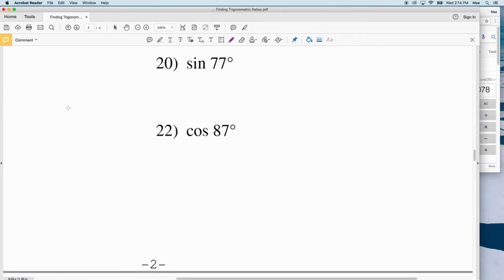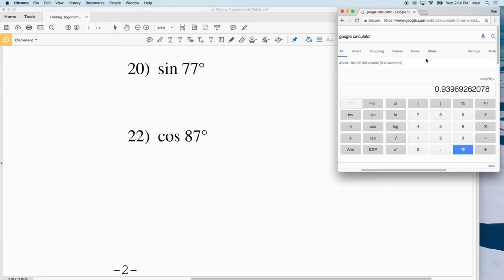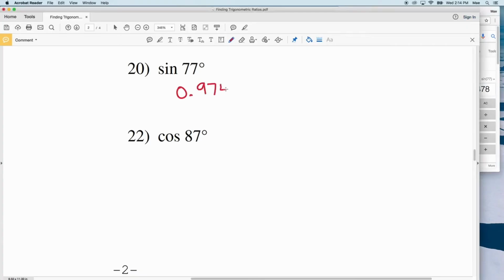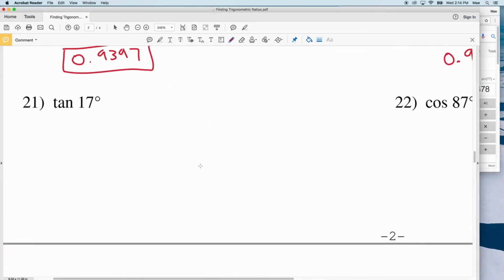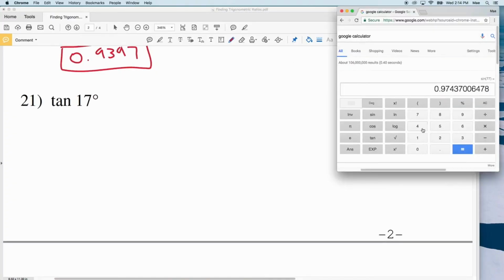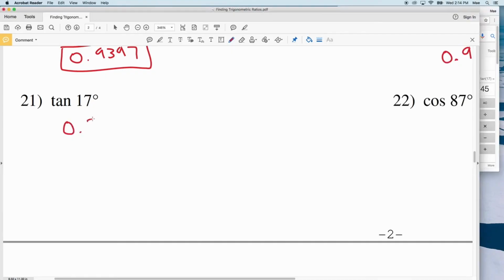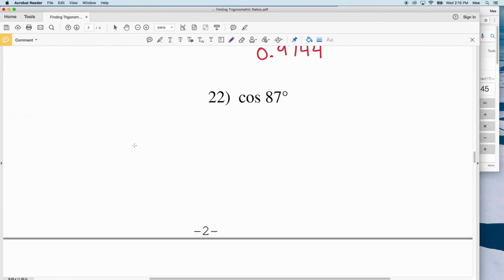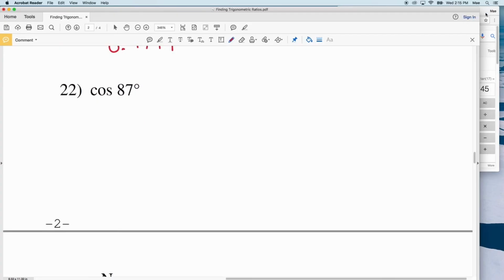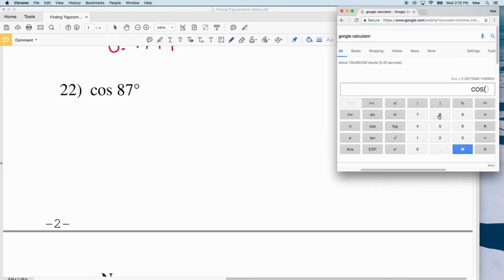For number 20, we're looking for the sine of 77 degrees. So the sine of 77 degrees equals 0.9744. For number 21, we're finding the tangent of 17. The tangent of 17 is equal to 0.3057. And lastly, the cosine of 87 degrees. So we're going to put cosine of 87, and that's equal to 0.0523.